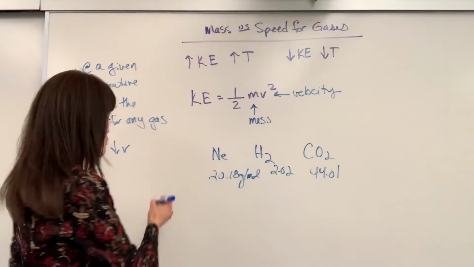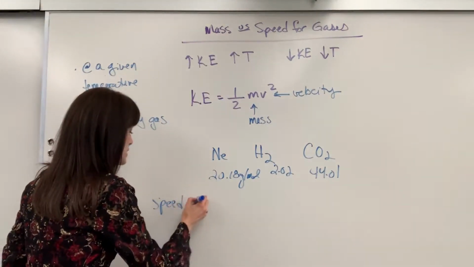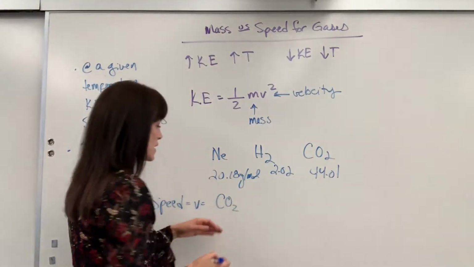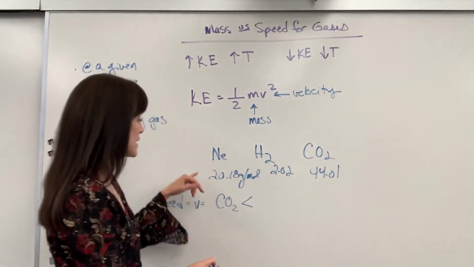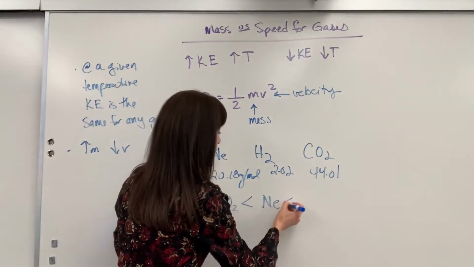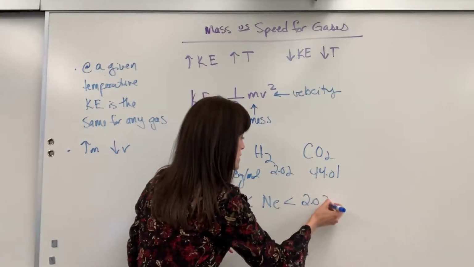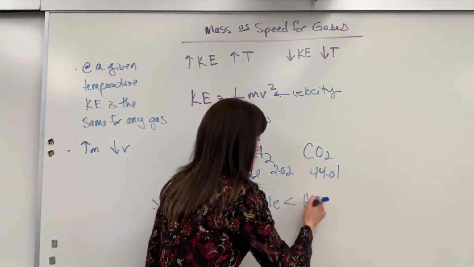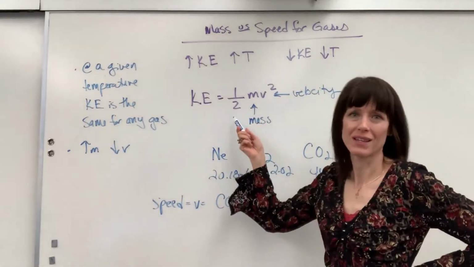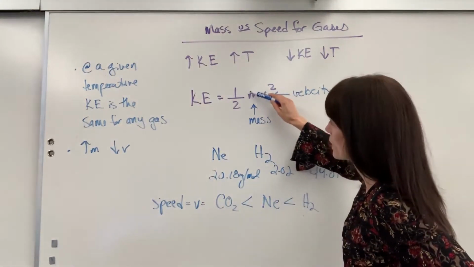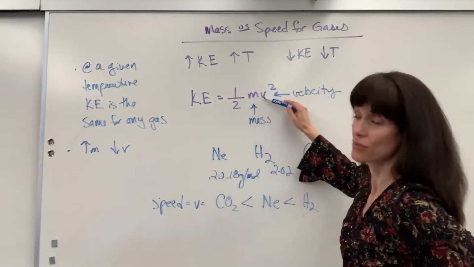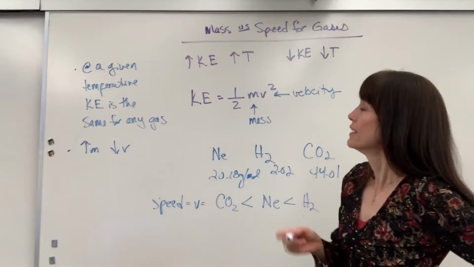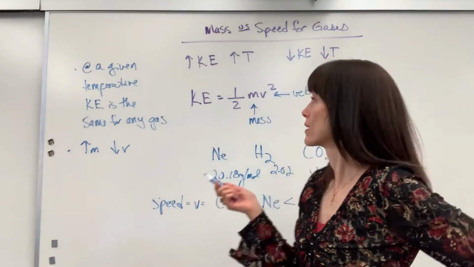So if I were to rank these for velocity, so let's do speed, V, and we're going to rank them. Carbon dioxide will be the slowest. The next largest is neon. And then the smallest is the hydrogen. And so the hydrogen is going to move the fastest. And again, it's justified by this. If I only have 2.02, and I have to maintain a number here, it means that the velocity is going to go faster. So the justification lies in the formula for kinetic energy.